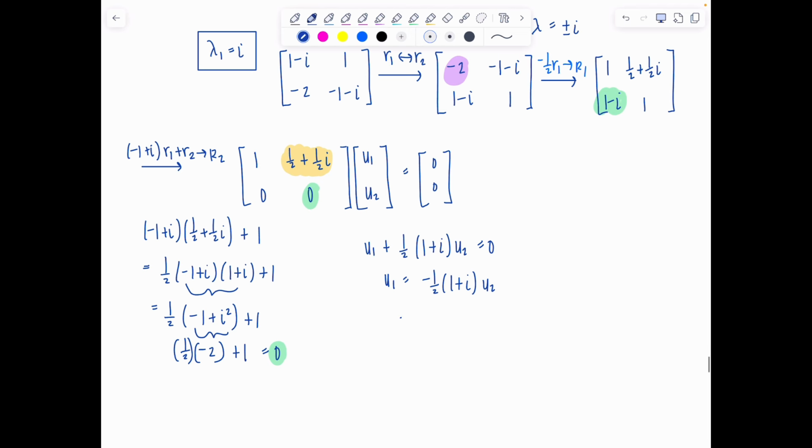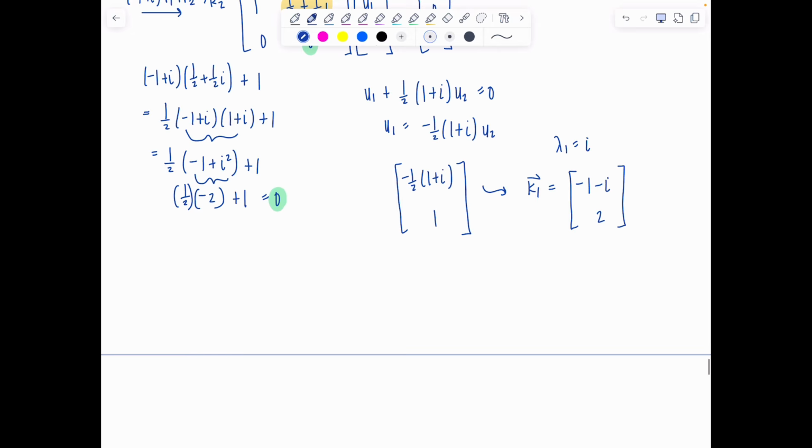So then if you're going to write this as a vector, we have negative 1/2 times (1 plus i) times u2 and then 1. But we don't want to have any fractions in there, so I'm going to multiply everything through by 2. So for k1, for my final eigenvector, I'll have negative 1 minus i and then positive 2 down here. Are we good? Okay, so that corresponds with lambda 1 equaling i. Now you can repeat the whole process again, but I feel confident we didn't mess up.